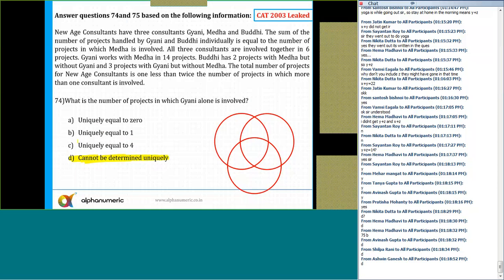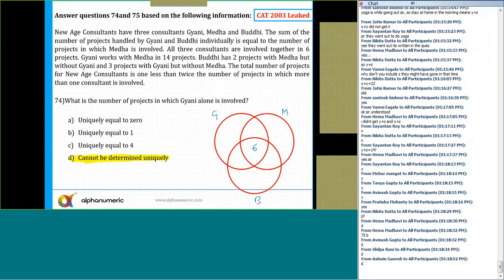So, new age consultant: Gyani, Medha, and Buddhi. Let's say this is Gyani, Medha, and Buddhi. The sum of the projects handled by Gyani and Buddhi individually is equal to the number of projects in which Medha is involved. All three consultants are involved together in 6 of the projects here.